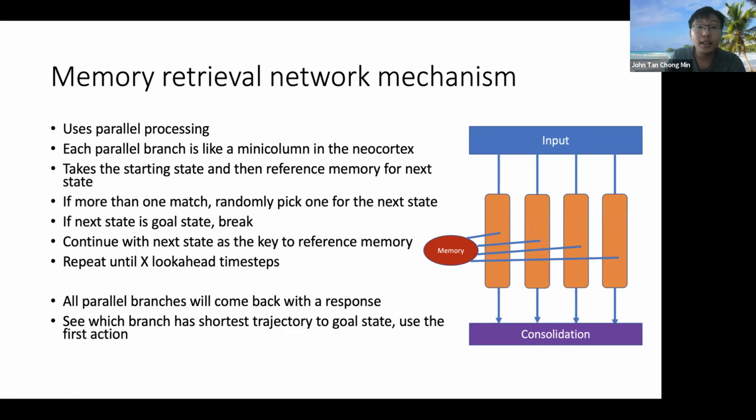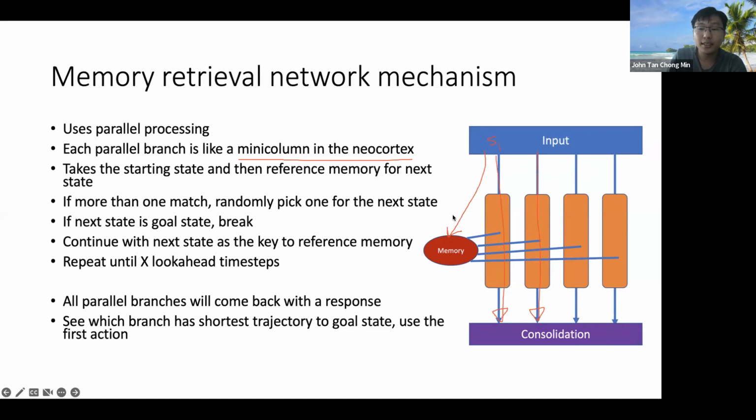All right, so what is this slow system for memory retrieval? I envision this to be something like a mini column in the neocortex. The neocortex has many mini columns that can do parallel processing. I posit that a mini column can help in future state prediction as well. So we have a state S1, and then we reference the memory. There are different branches. I like to call these branches minions because they are like different workers helping you do the work. So we reference the memory.